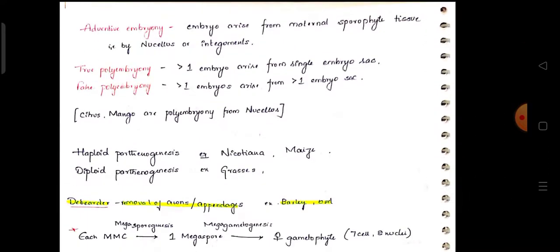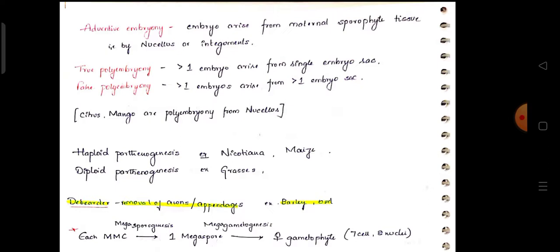Coming to adventitive embryony. This is the condition where the embryo arises from maternal sporophytic tissue, that is from the nucellus or integuments. These are the forms of apomixis. Remember, true polyembryony is where more than one embryo arises from a single embryo sac. False polyembryony is where more than one embryo arises from more than one embryo sac. Citrus and mango show polyembryony from nucellus.